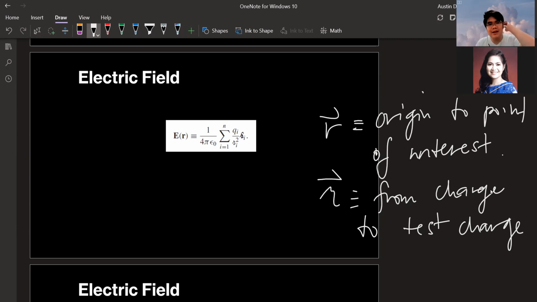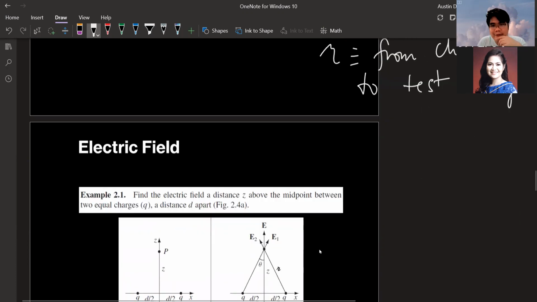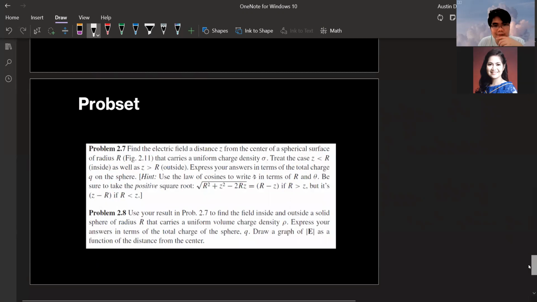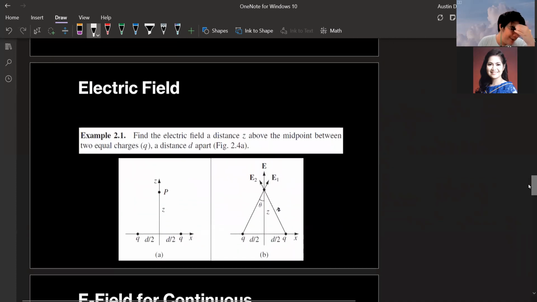Siyempre nakakalito pag hindi natin ginagawa in practice kung paano ba nagwo-work itong mga to. Okay, let's try an example. Dahil for example na lang gagawin natin for the next. Uy, may problem set. Ayan. Okay, ayan. Sige, example tayo. Find the electric field at distance Z above the midpoint between two equal charges Q at the distance B apart.